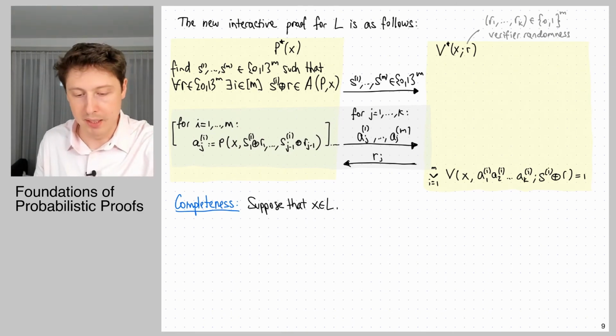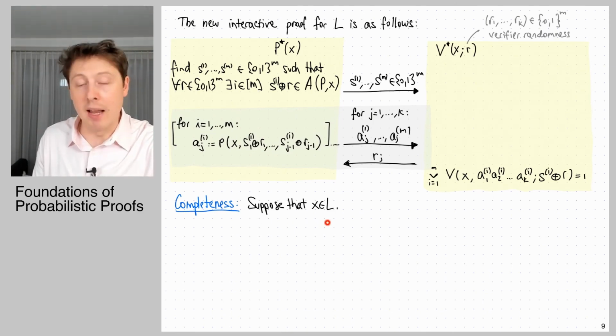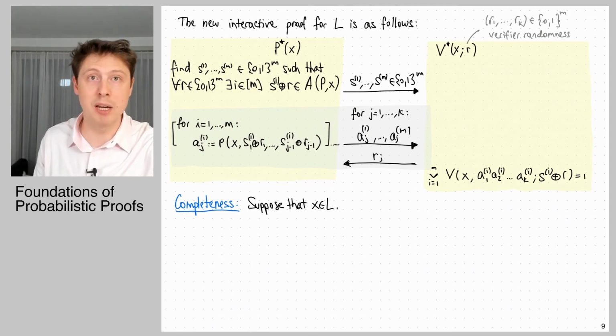Good question. So suppose x is in L. Now I want to argue that the honest prover is always able to make the verifier accept.